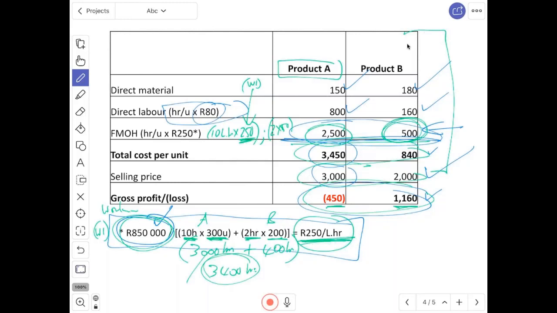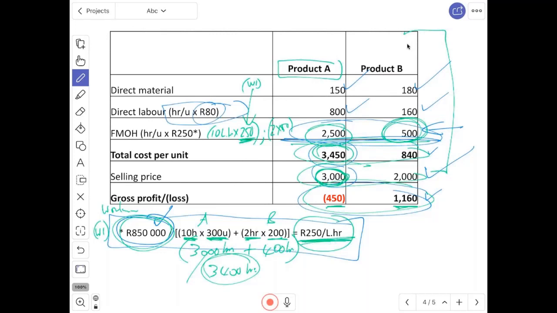So which product should we focus on in our marketing? Obviously product B. We can't punt product A or push the sales of product A, because every time we sell a product A, we make a loss of 450 Rand. So we should really discontinue product A. Or we should increase the selling price if possible, because we can't charge 3,000 Rand if we're spending 3,450 Rand to make product A. That doesn't make sense.